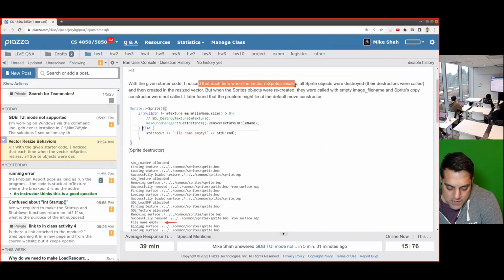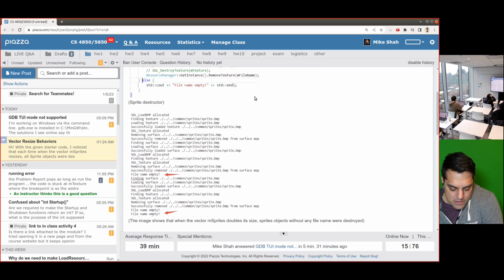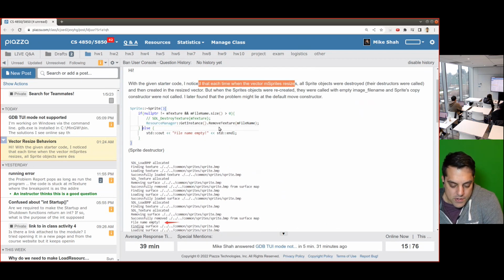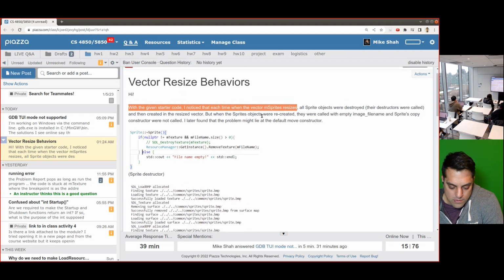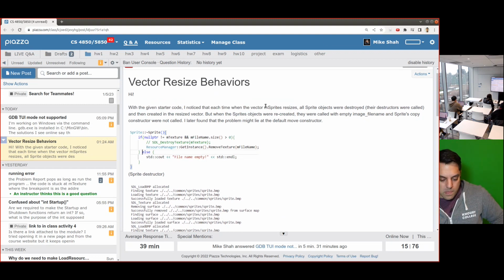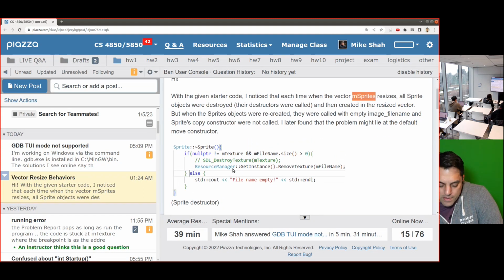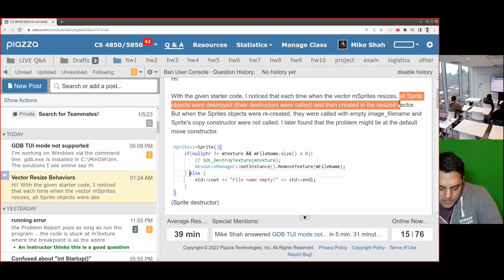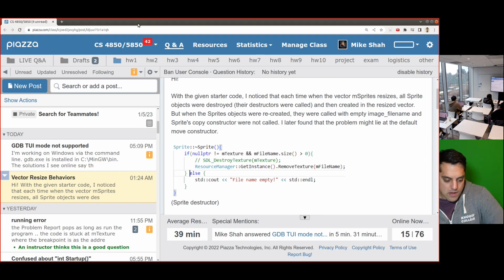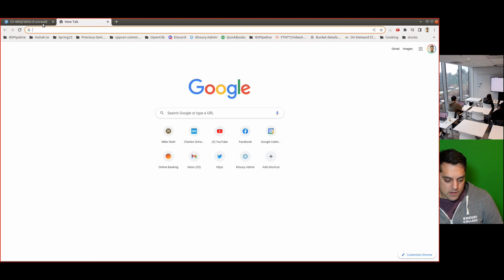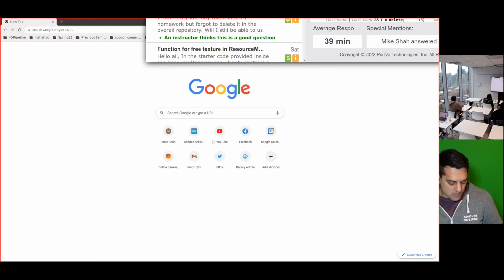Okay, let's see. Each time vector resizes. Okay. In your resource manager, are you storing things in a vector? Is that what's going on? No, I think it is just the STL graphics program, the starter code. Whatever the starter code provided us. Here's the M sprites. That's a vector that this is called. Maybe it's better if you look into the Git repository and find the code there. Okay, sure. Yeah, let me open this here.